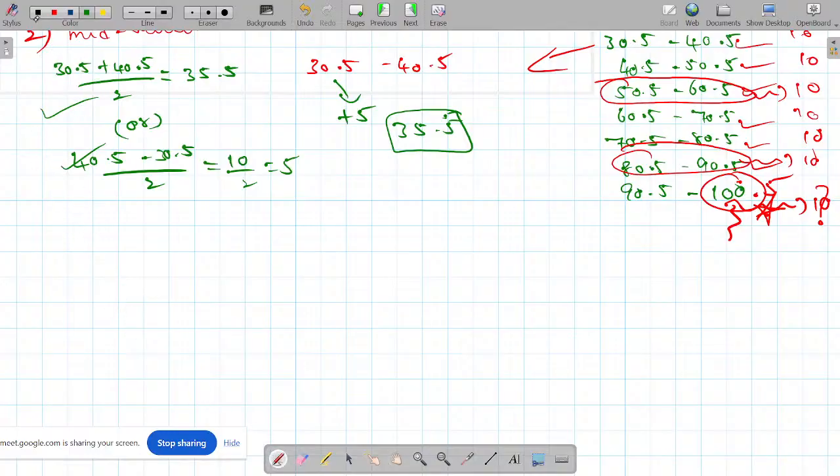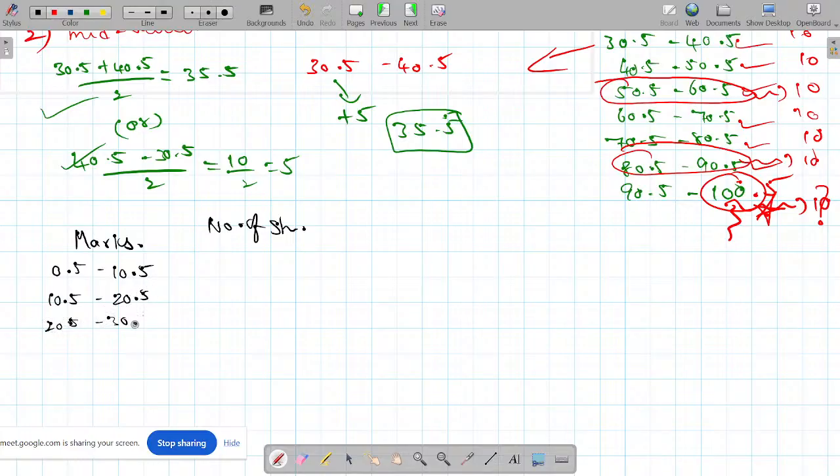Please join with me here. I'll have marks as one heading, and another heading, number of students. So what are the marks now? It's not 0, 1 to 10. Instead, it's going to be 0.5 to 10.5, 10.5 to 20.5, 20.5 to 30.5, and so on. Probably you can fill in the others. The last one will be 90.5 to 100.5. Number of students is 3, 7, and so on. You can fill this one.